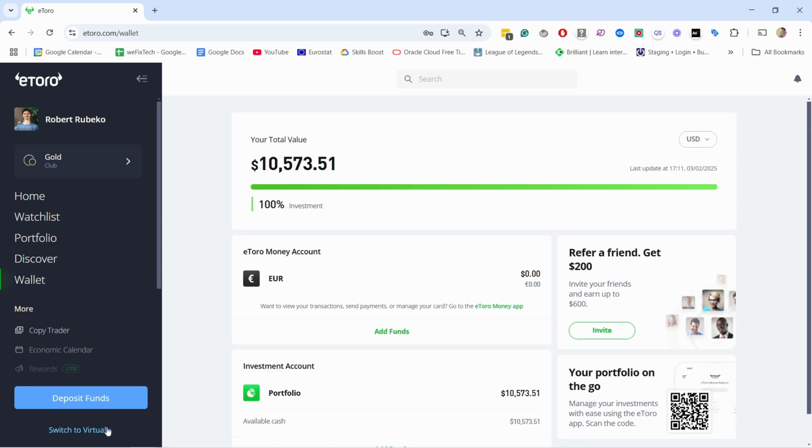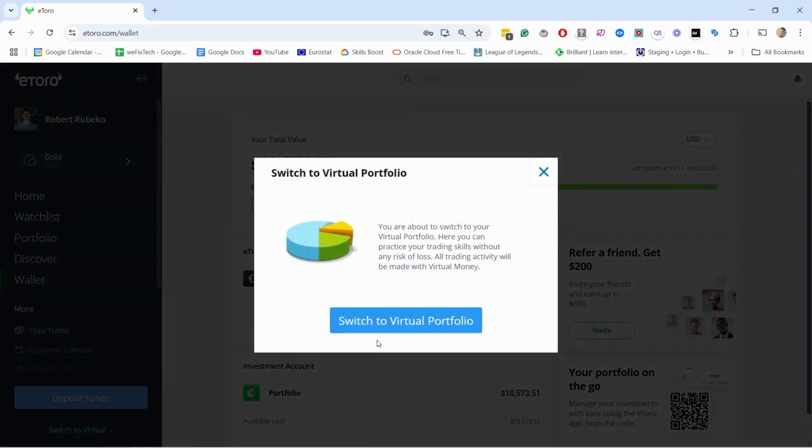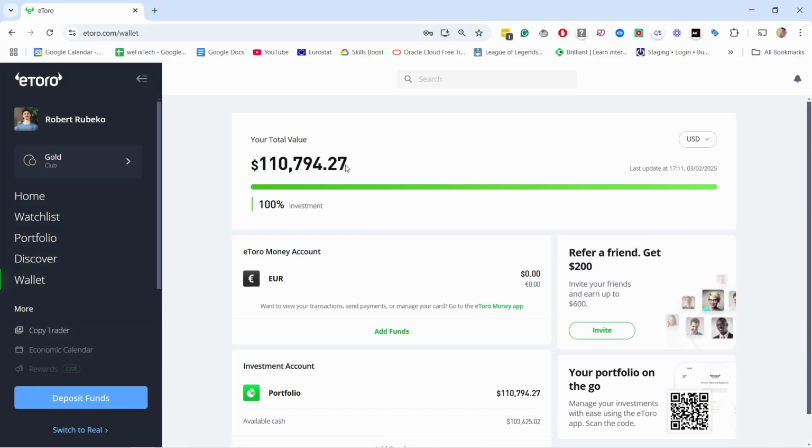Okay, let's now switch to the virtual account. You can just click it here on the left, switch to virtual. And basically, this is eToro giving us some money and you can use it as you want. And again, it's fake money, but all the stock prices and the movements are real. So you're probably quite excited at this point. Maybe you want to buy something.